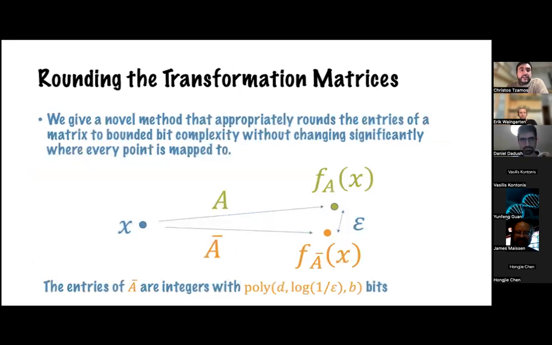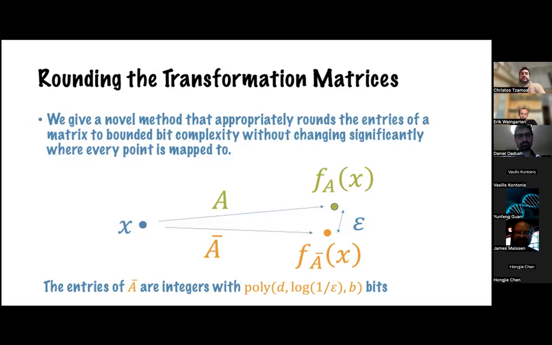And another part of the process is what we needed. We needed to ensure that the transformation matrices that we obtain are actually bounded, that they have bounded bit complexity. And in fact, as you multiply things throughout the process, this bit complexity might increase exponentially. So we needed a way to keep it bounded.